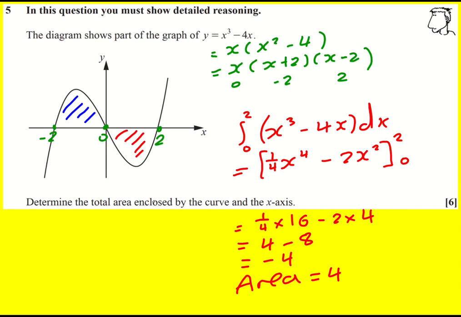Now we can make an argument that the blue area is also going to equal 4. We don't actually have to do the integral. Of course, you can if you want to, but look at the symmetry going on here. We've got 0, and then the same roots, just a minus in front of them on the left. And therefore, the total area is going to be 8.